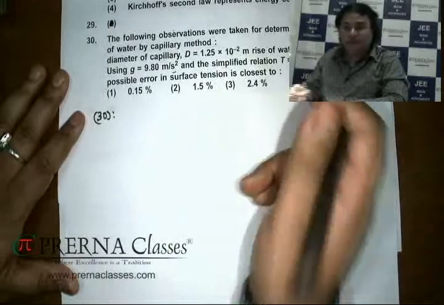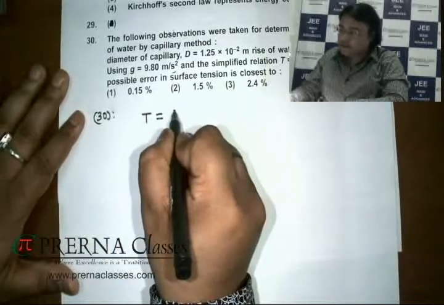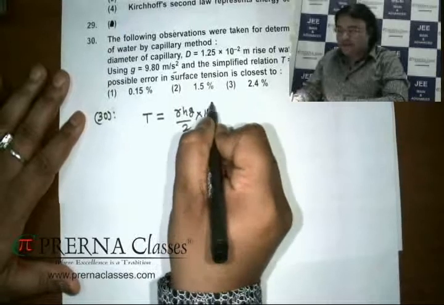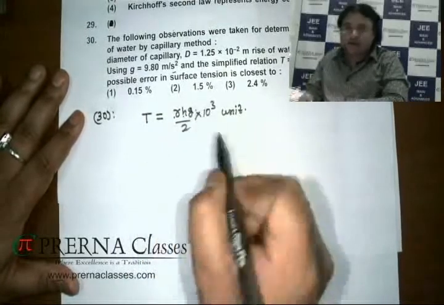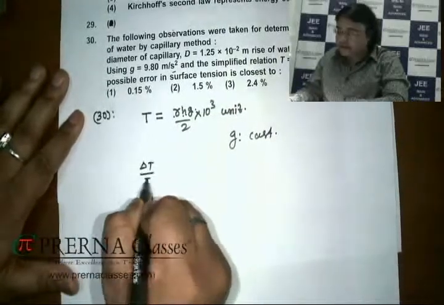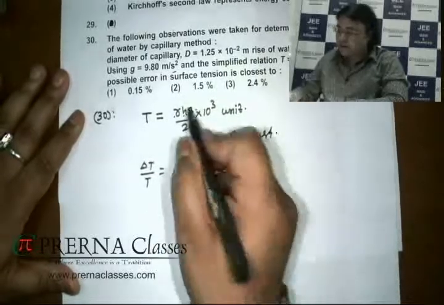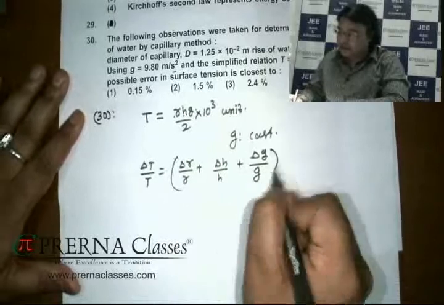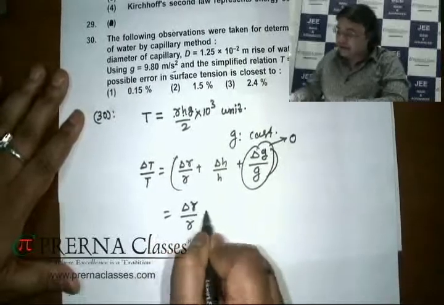Okay, next one, that means the next question is based on error analysis. Here the expression of surface tension is given, T as RHG by 2 into 10 to the power 3 units. Surface tension basically depends on radius, height and G, but G here is given as a constant. So if we apply the error concept, the fractional error in surface tension will be delta R by R plus delta H by H. If G is variable, then we have to take delta G by G, but that value we have to take as 0. So the actual expression is delta R by R plus delta H by H, and what is the value of delta R here?